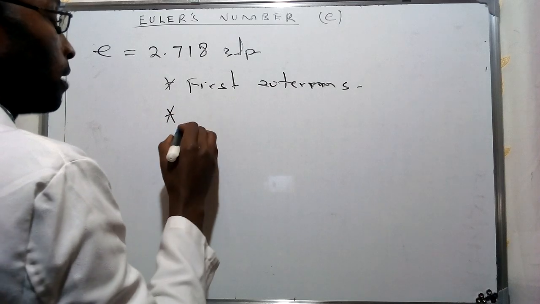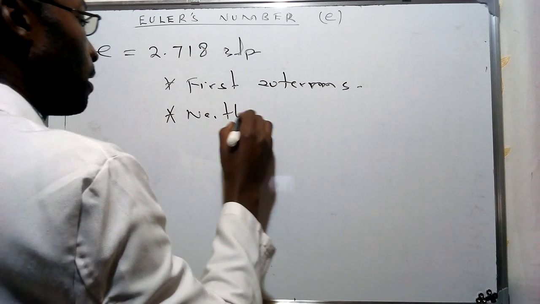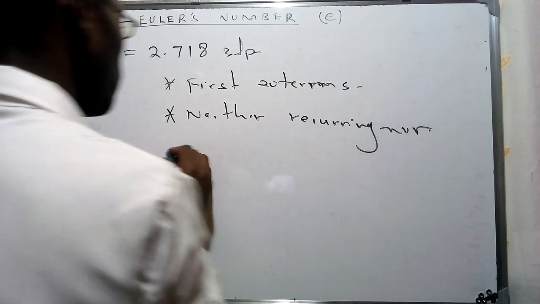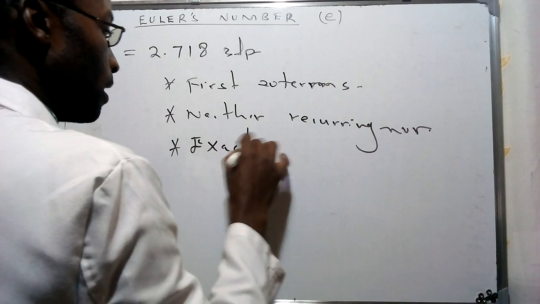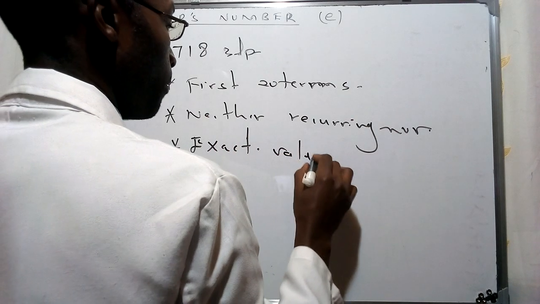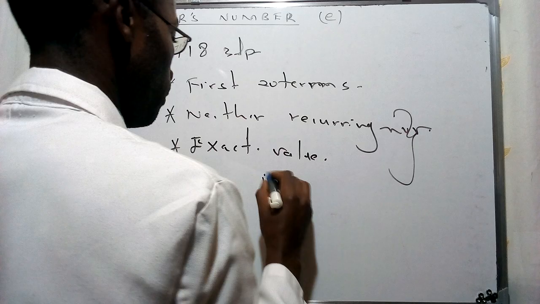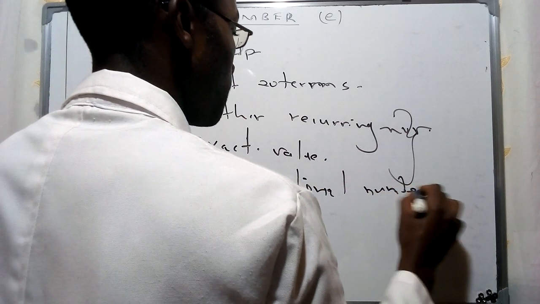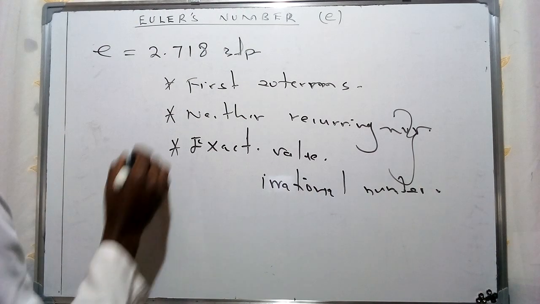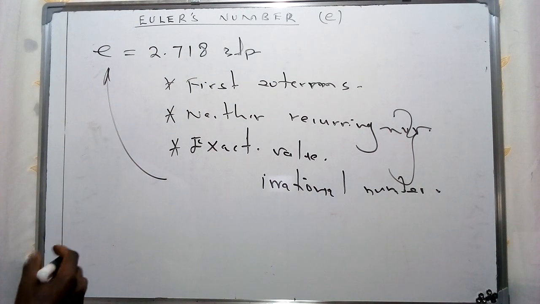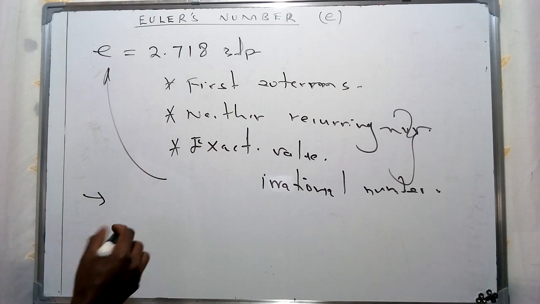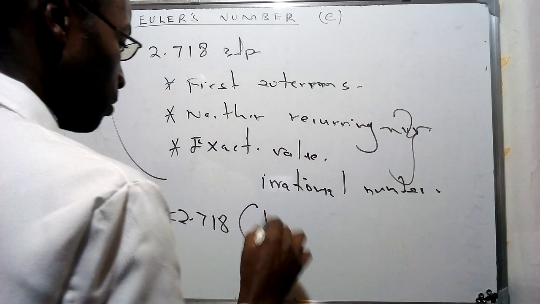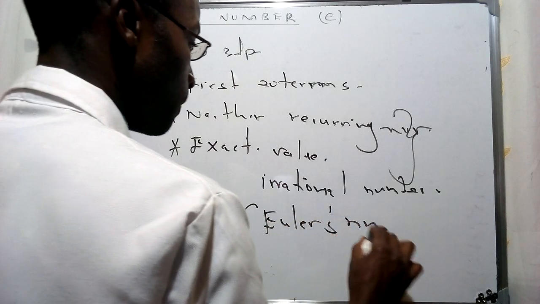And then it was found that these first 20 terms are neither recurring nor do they form what we call an exact value. And this specific number was considered to be what we refer to as an irrational number. And this specific number was given in terms of this representation, which I've given in terms of E. Now, in our day-to-day application, we're going to come across this specific number given as 2.718. And this basically implies what we refer to as Euler's number.